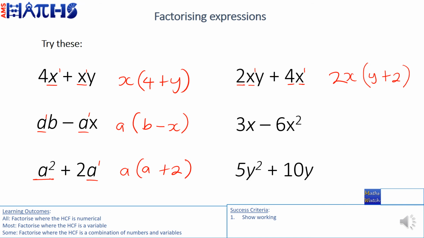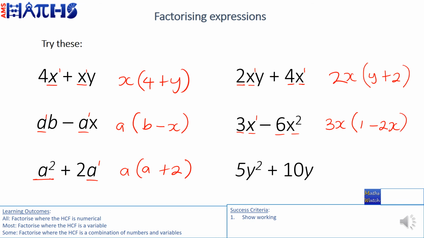Next problem, numbers and letters combined again. So find the highest common factor of 3 and minus 6, and that is 3. Then we have common letters x, one with the power of 1, one with the power of 2, so we choose the smaller power, so that will be x. And then we open bracket and we will find our two terms. So 3x times 1 will give us 3x, and 3x times minus 2x will give us minus 6x squared.